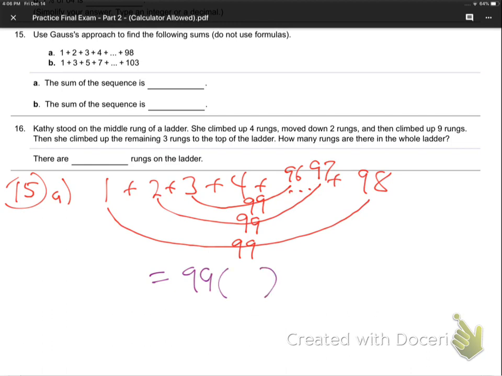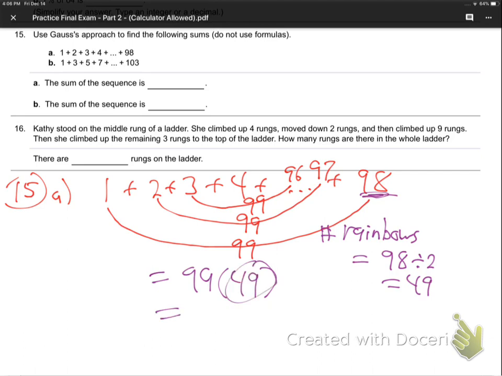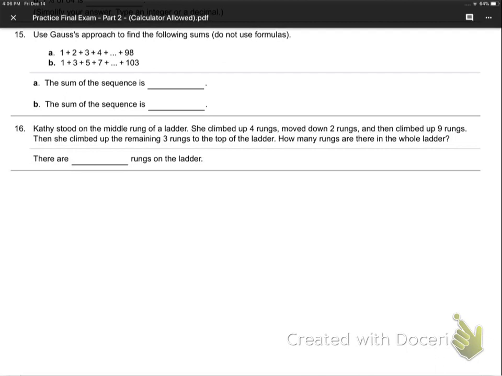So basically, we have a whole bunch of 99s. How many 99s do we have? Well, every rainbow is 99. How many rainbows? Number of rainbows is going to be 98 divided by 2, which is 49, isn't it? Because there's one rainbow for every two numbers. There's 98 numbers divided by 2 is 49 rainbows. So 49 rainbows, each totaling 99. So 49 times 99, I'm getting 4851. Okay, let's try part B.